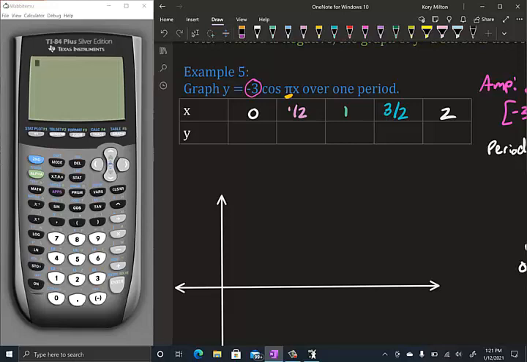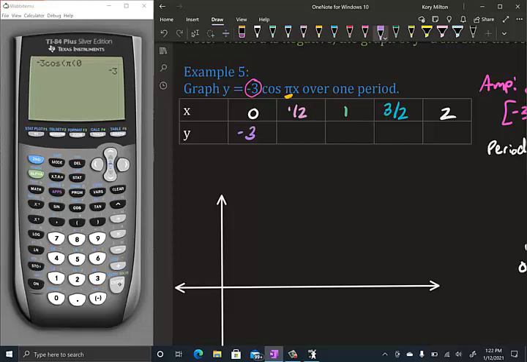Alright, so let's plug in that first one to figure out where we're starting. So we have negative 3 cosine pi x. In this case, x is 0. And we get negative 3. You're noticing something about the amplitude and the first point with cosine? Yeah, you see it's there. If you can't see it, it's okay, but there is a trick here.